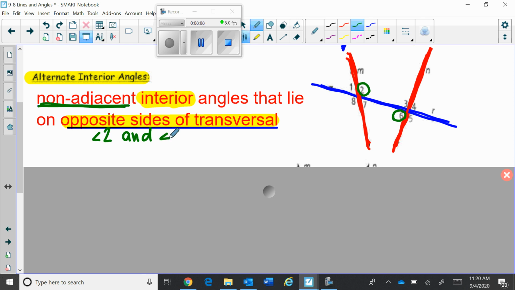So angle 2 and angle 6 would be one pair of alternate interior angles. And then the other pair would be 7 and 3. Our other pair of alternate interior angles. Let me do that in a different color. It's kind of hard to read. So alternate interior. Moving on to the next one.